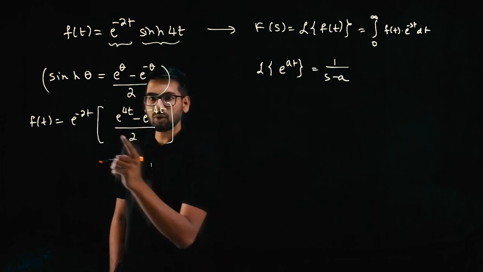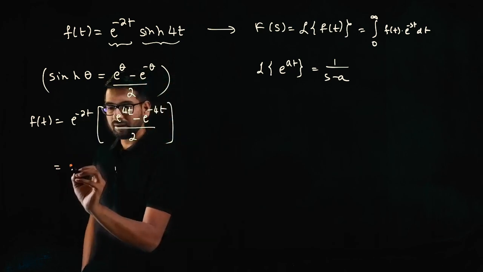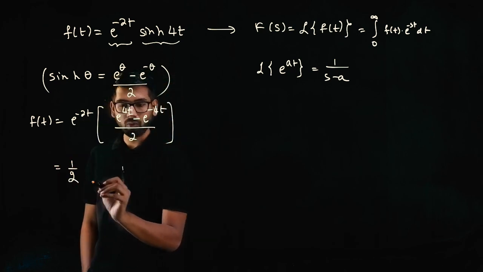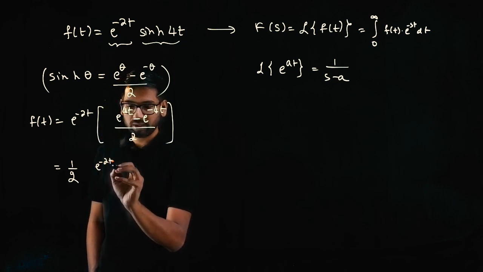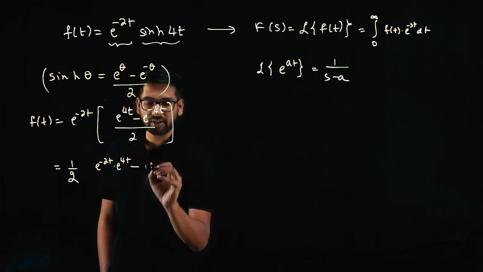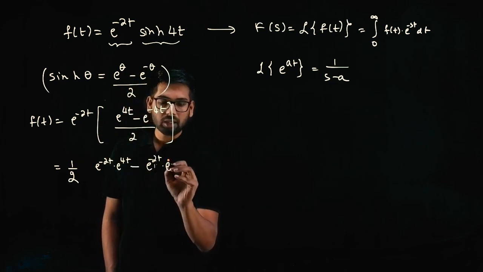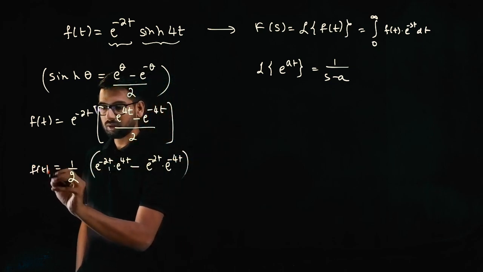Okay. So taking this 2 outside and multiplying e power minus 2t to each term, I'll have 1 over 2 times e power minus 2t into e power 4t, minus e power minus 2t into e power minus 4t. Okay, so this is my f of t now.